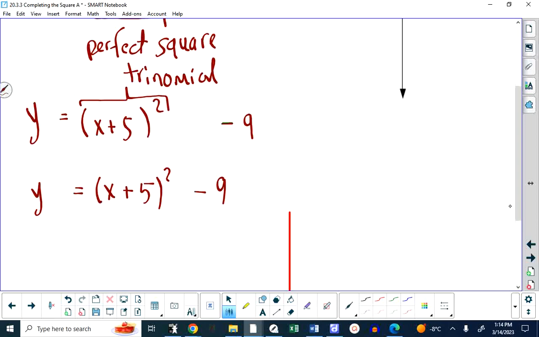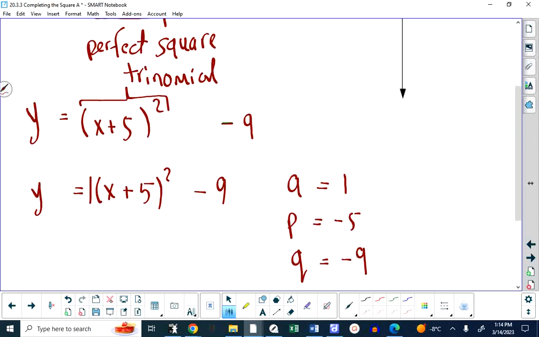We know where the vertex is. If I make a list here, everybody, of A, A is 1, which means this parabola opens upward and has the exact same shape as y equals x squared. It's not narrower, it's not wider. P is -5, and Q is -9.